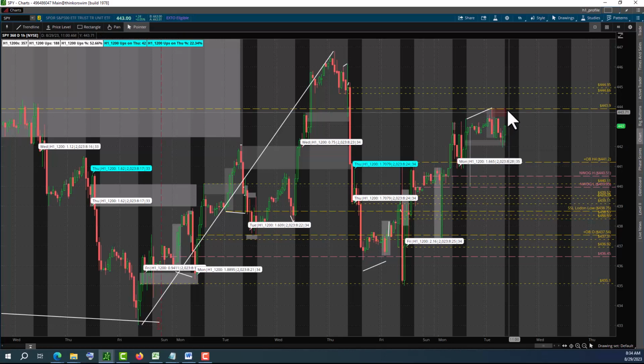So it goes up here. Yeah, it's confluent at this area right there. Let's say, and also at this area there's a so-called supply level right there.